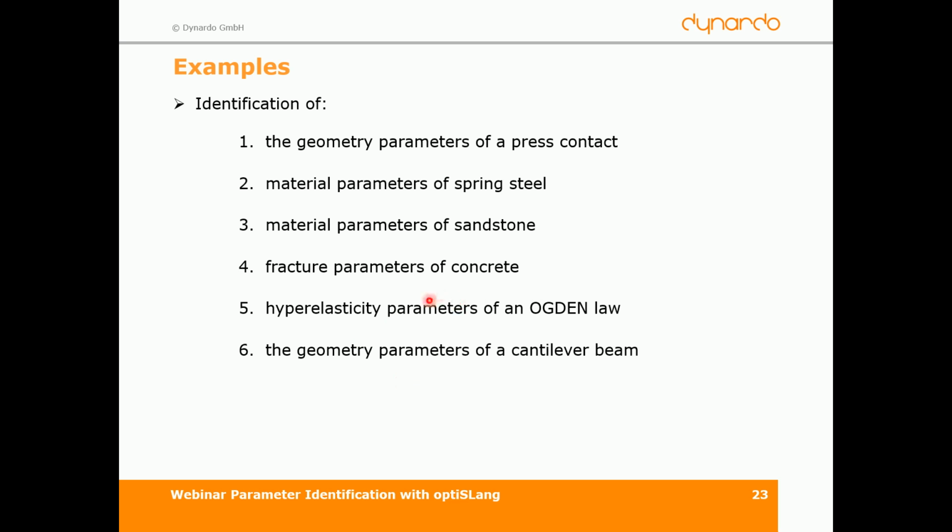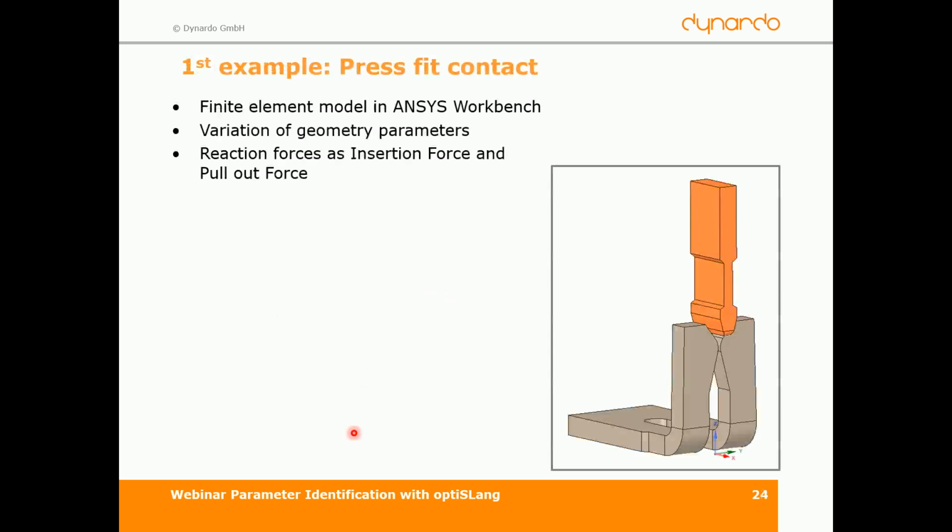And also here you see some examples. The first example I want to describe is press fit contact. It is an example in ANSYS Workbench where we have two components. This first component will be inserted into the second component, and that means we have a variation of geometry parameters, and we extract the reaction force as a force displacement curve and get the insertion force and the pull-out force for this component.